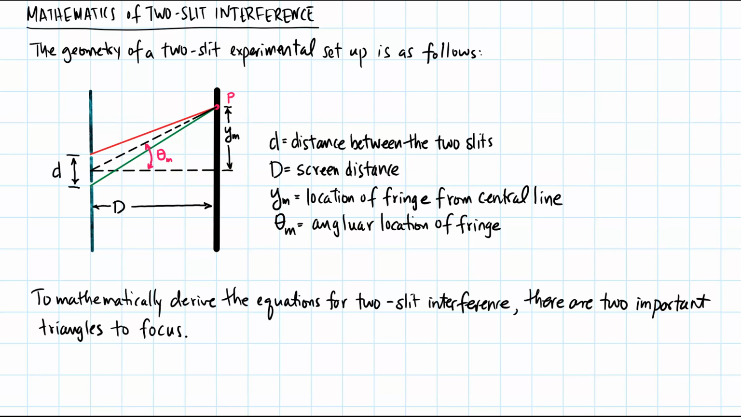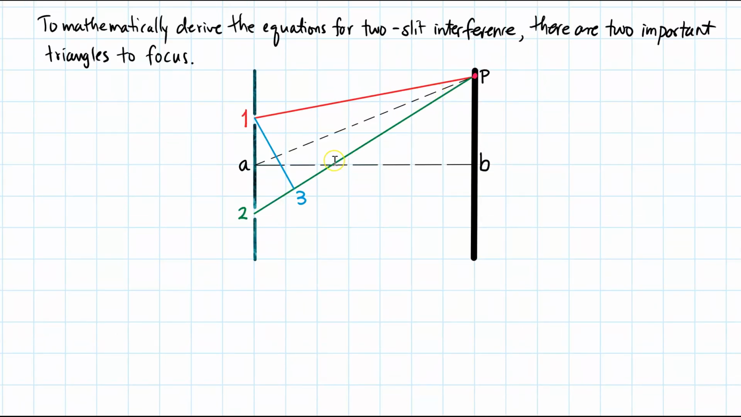To mathematically derive the equations for two-slit interference, there are two important triangles to focus on. So what you see here is that I've labeled two triangles. The first triangle that we'll focus on is 1, 2, 3. The second triangle that we're going to focus on is ABP. So let's start with 1, 2, 3.